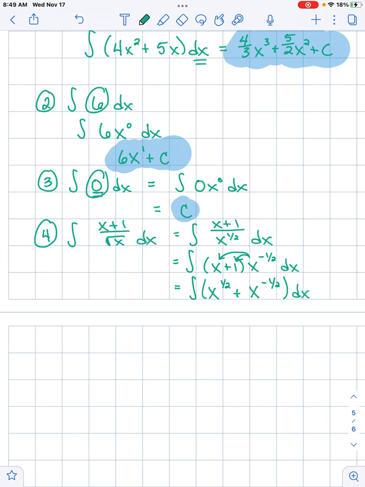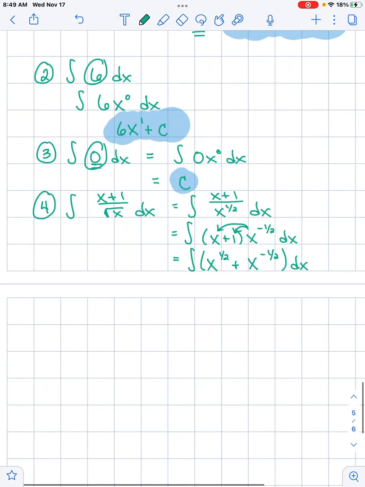Now we don't have a product, we don't have a quotient. This just looks like the power rule. So we'll work backwards from the power rule to find this antiderivative. I'm going to add 1 to 1/2, so this exponent is now 3/2. And I'm going to take the coefficient, which was 1, and divide it by 3/2. Of course, I'm not going to leave it that way, but I just want to show you what I'm doing.